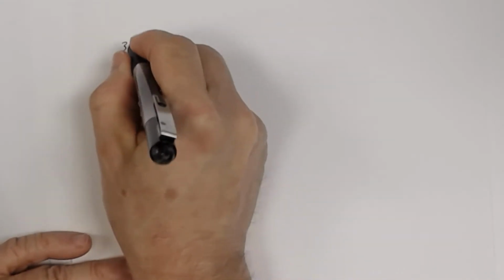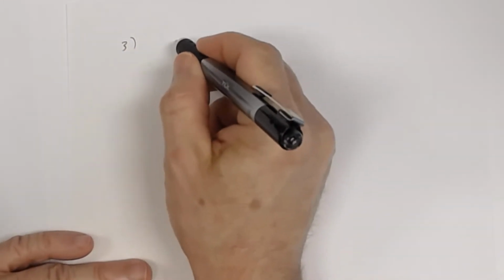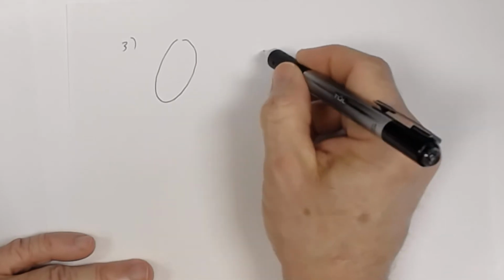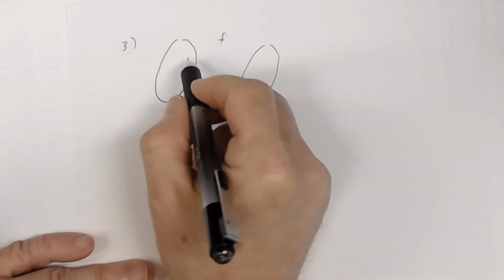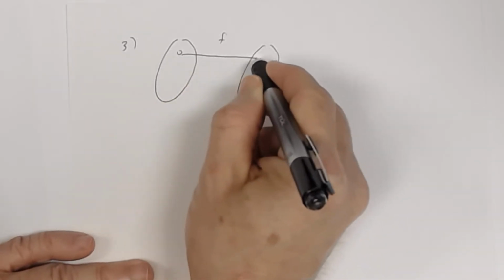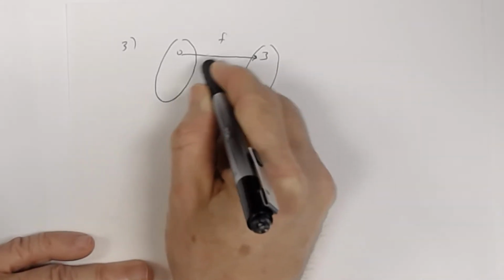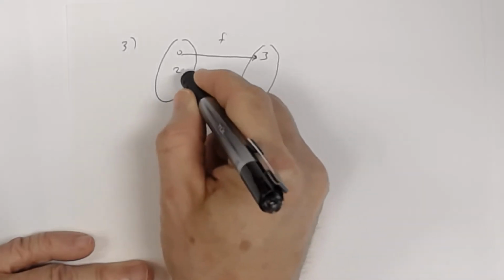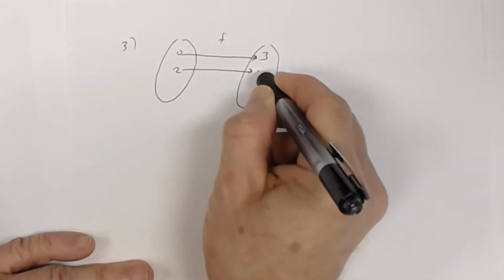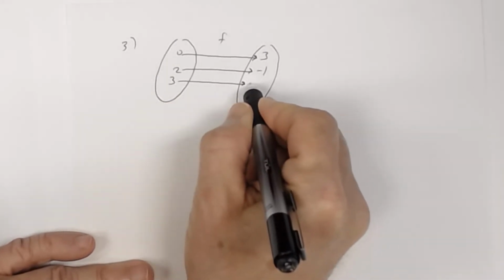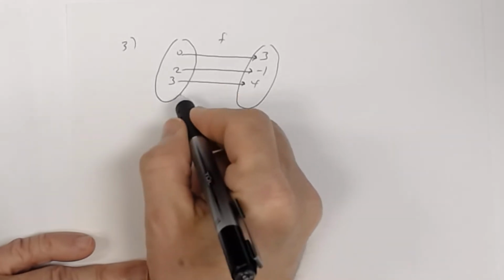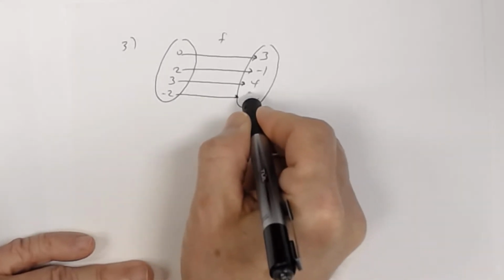Let's look at number 3. All right, number 3, it's written like this. So you're given this mapping. So it looks like this. And so here's your function. So this function takes 0 and maps it to 3. This function takes 2 and maps it to -1. This function takes 3 and maps it to 4. This function takes -2 and maps it to 5.